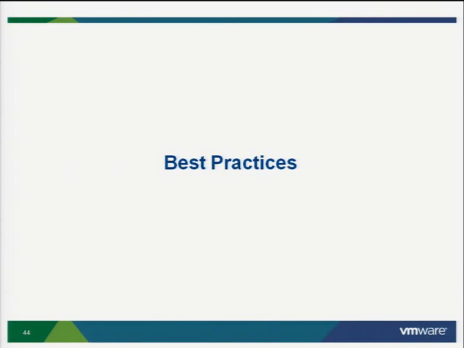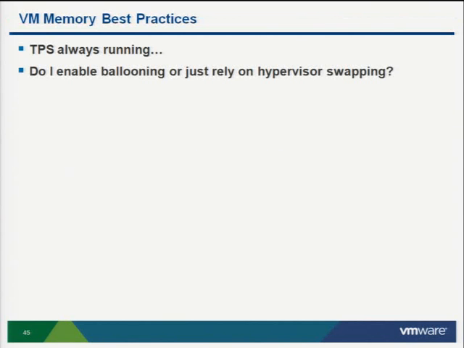Okay, so now we can take all the knowledge, all the statistics that we've learned and apply it. Let's start out with the VM. We know that transparent page sharing is always running. That's great. A lot of customers say, well, should I really enable ballooning for all my VMs? Or can I rely on hypervisor swapping? Or what should I do? There are rumors that ballooning can affect performance. Is that true? Not that I've heard of, but there's a lot of FUD about it.